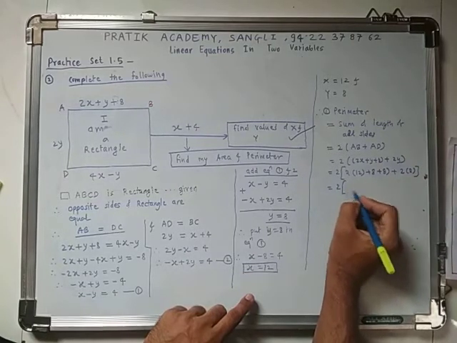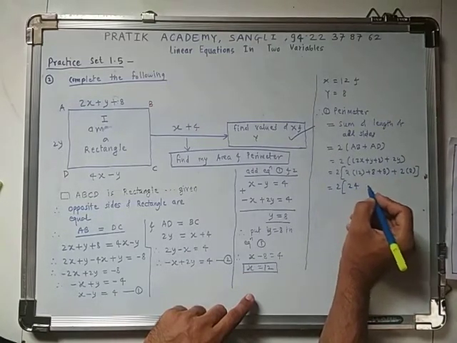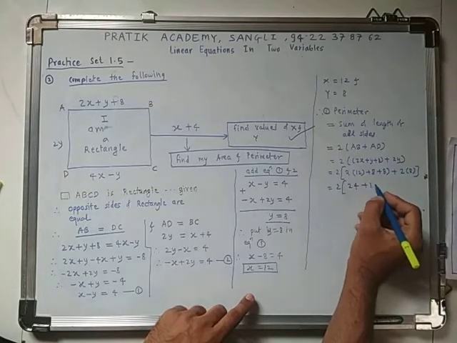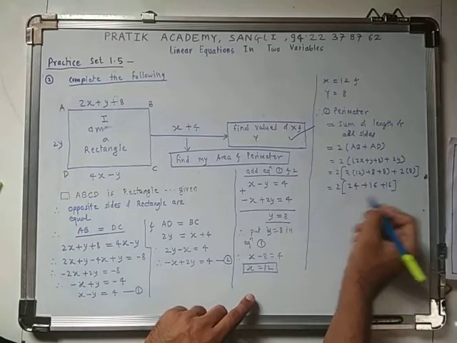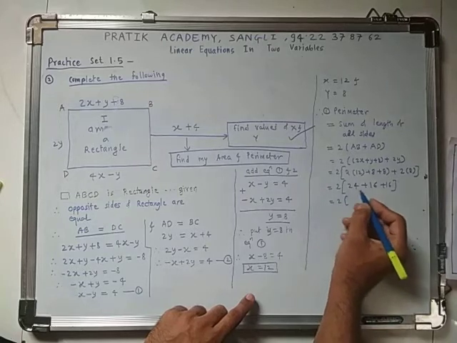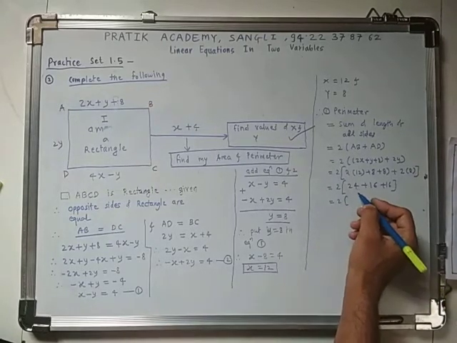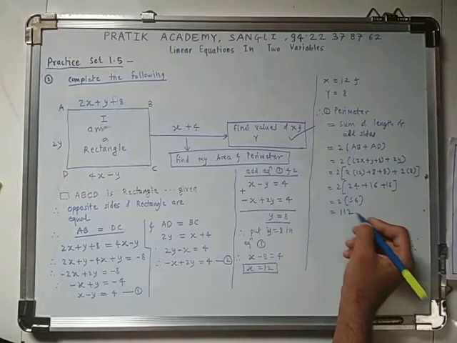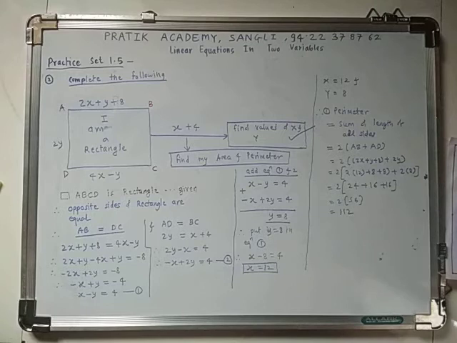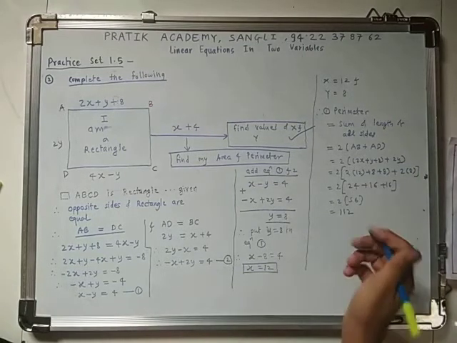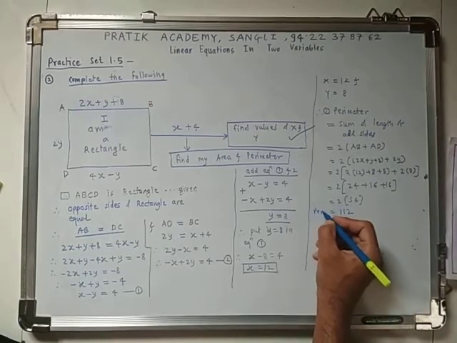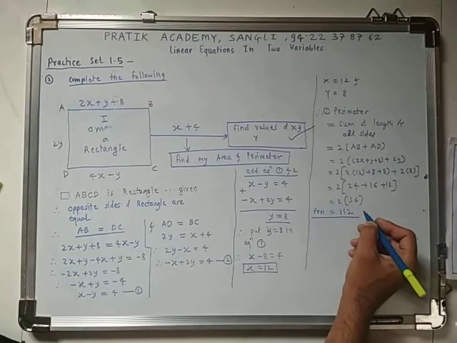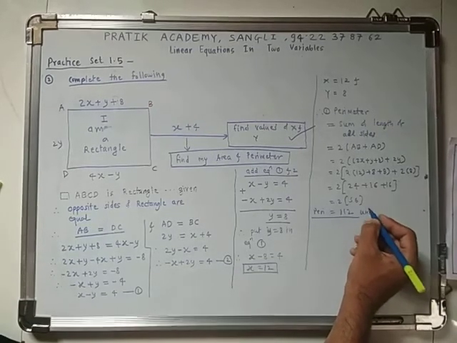So what is the final? 2 into 12 is 24, plus 8 plus 8 is 16, plus 16. So here 24 plus 16 is 40, times 2 is 80, plus 16 is 96 and finally it becomes 112. Just check the calculations. Yes, 112. This is the perimeter, and values are given in no unit, so there is no unit. So write units.